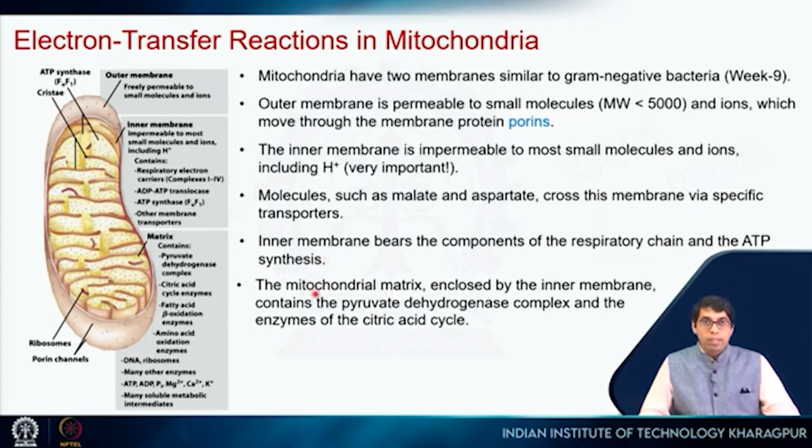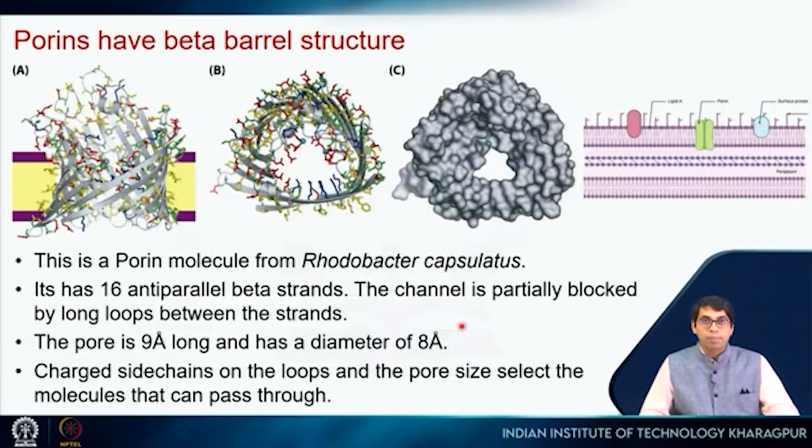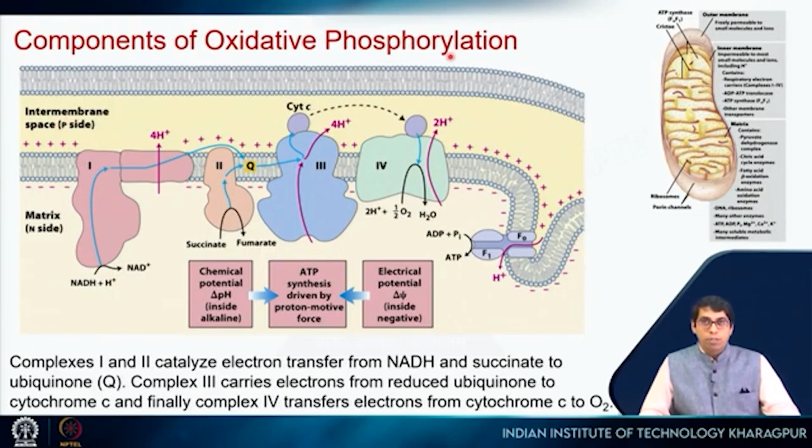The mitochondrial matrix, which is the soluble solution part that is inside, is enclosed by the inner membrane and it contains pyruvate dehydrogenase complex and the enzymes of the citric acid cycle. So, whatever you have seen in the previous slides, they all occur inside this mitochondria. This is just a reference back to porins, which I have discussed earlier. So, this is the membrane and you have these porins. These are membrane bound proteins and they have a very large diameter so that they can allow molecules of certain size to pass through. So, let us look at the components of oxidative phosphorylation.